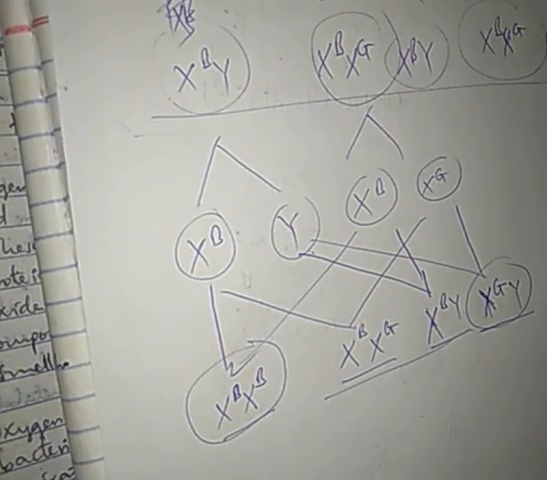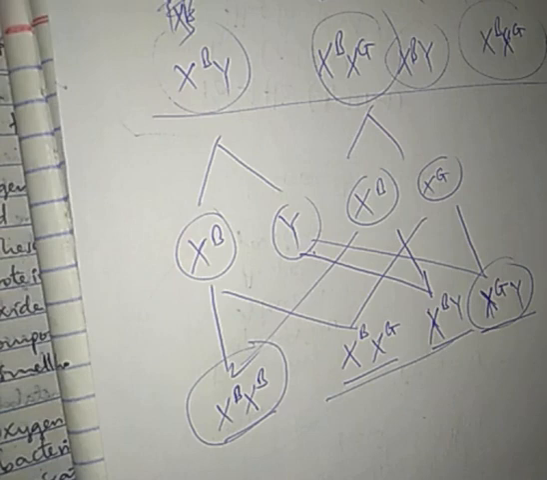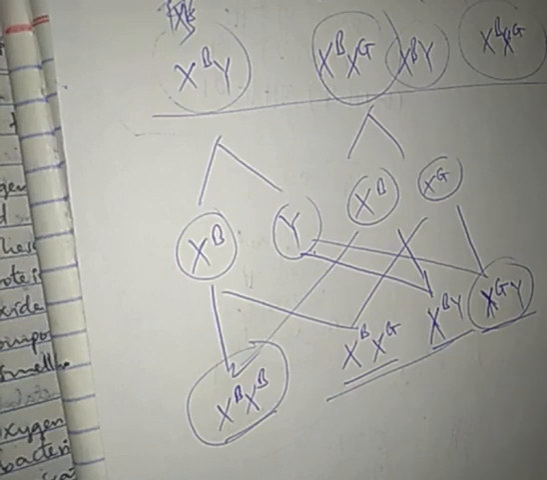Explain the results. The phenotypic ratio is 1:1:1:1. Explain the results: here there is co-dominance. Both of these alleles dominate together, so co-dominance has taken place.